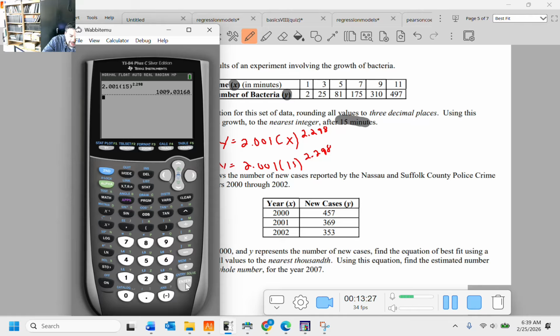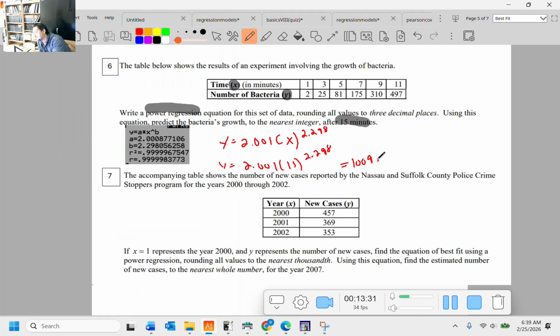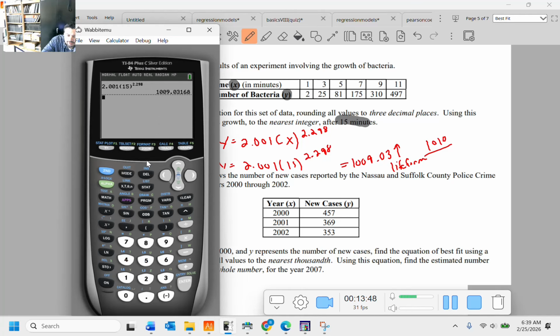So 1009.03, which we're going to say is 1010. This is a life form. Always round up again. Always round life forms to the next whole number, not down. Never round life forms down. So let's see what my TI-84 says with the exact calc. If you'll remember, I stored the equation into Y1.